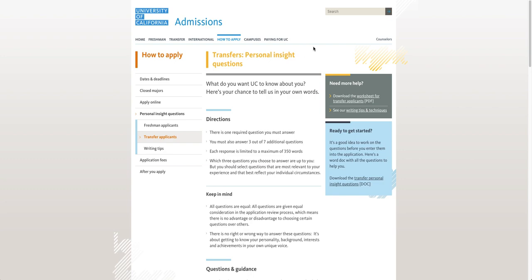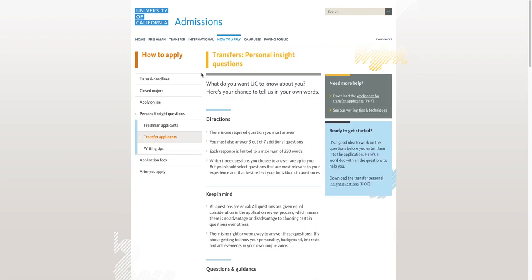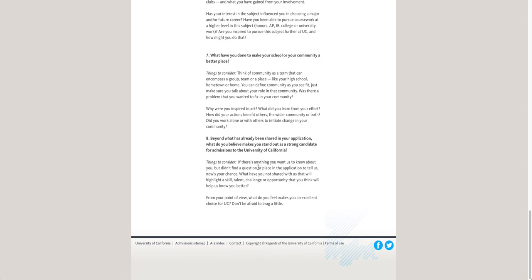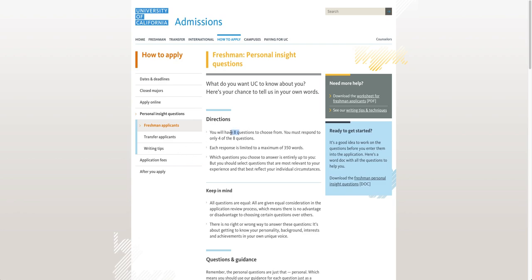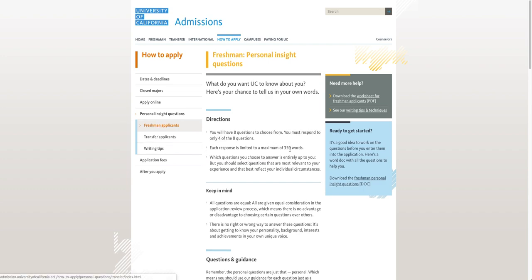Okay, so like I said, this is specifically for the University of California, not private schools, just for the UC system. And make sure that you're in the transfer applicant section because you're a transfer student. You don't want to do freshman because I think the prompts are different, or maybe they're the same, but there's 8, and the transfer has 7. But the maximum is 350 words.